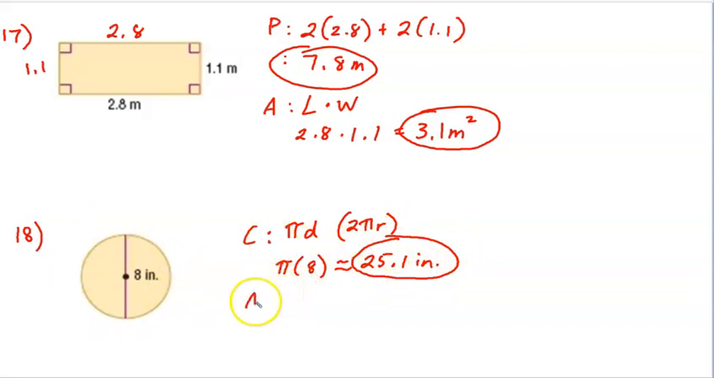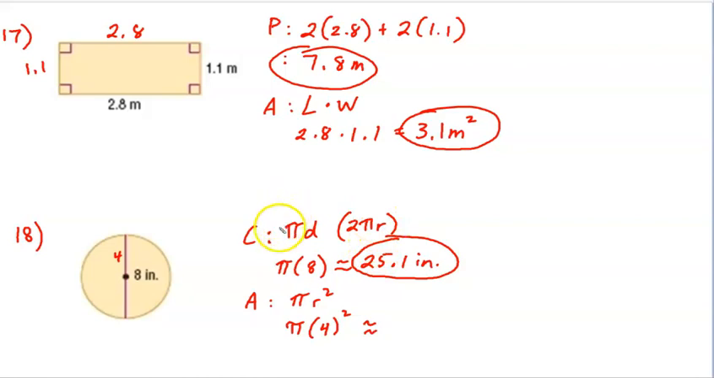And now we do the area. For circles, the area is found by doing pi times radius squared. All right, so the radius is half the diameter, so that makes 4. So we're going to do pi times 4 squared, rounded. All right, so back to your calculator. Pi times 16.